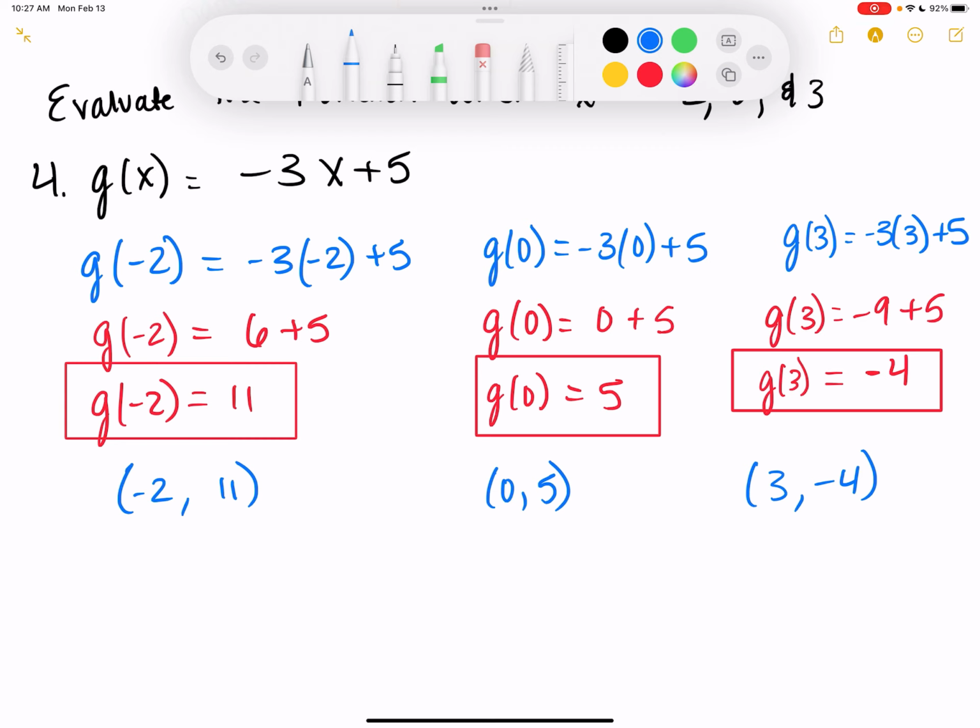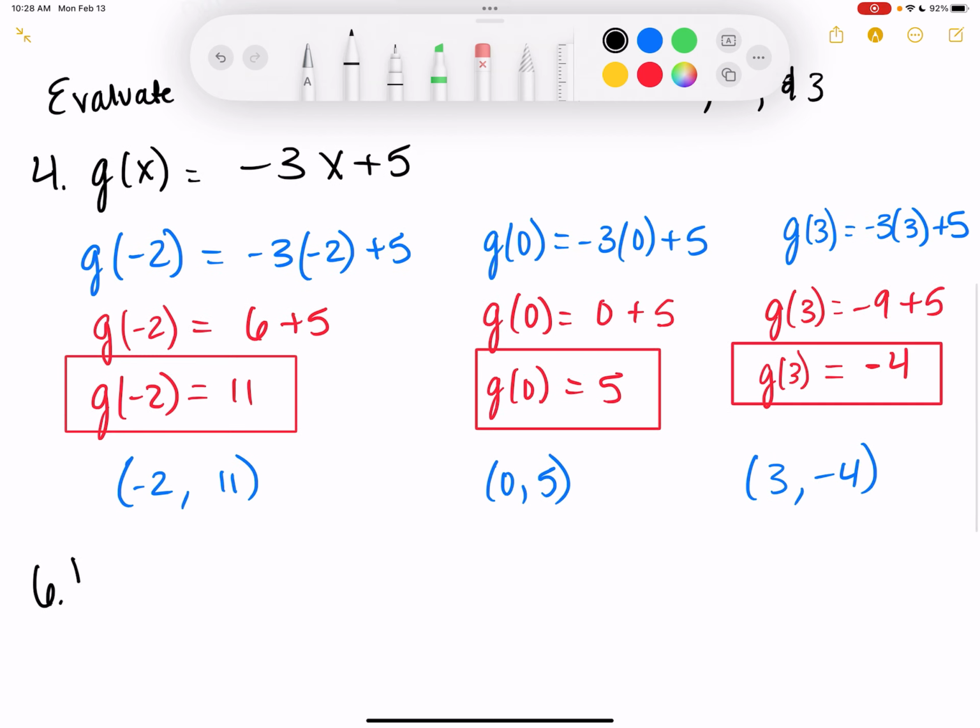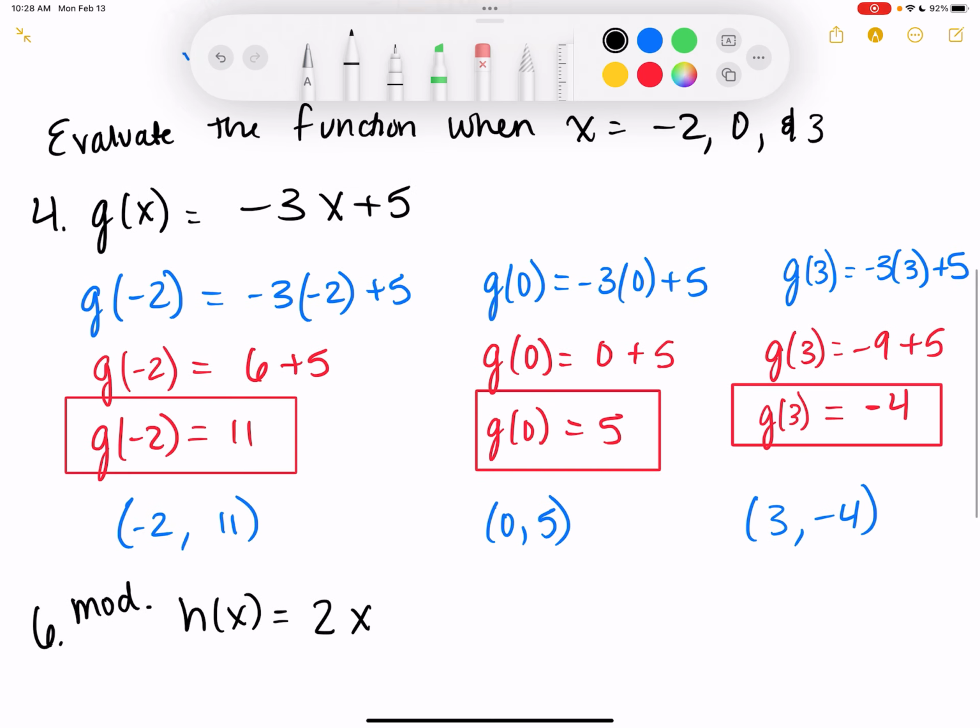All right, I'm going to modify number 6 to give us a problem, because I don't want to deal with decimals, because I would give you a calculator for that, and you honestly have one for this. So I'm going to call it 6 modified. So h of x is equal to, it was 2.25, I'm just going to call it 2 times x. And we're still using -2, 0, and 3 for the numbers that we're plugging in.